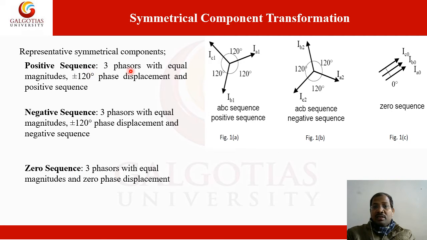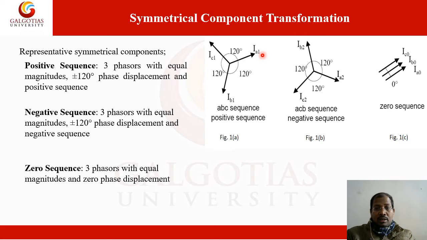First we are going to discuss the positive sequence. Here there are three phasors with equal magnitude and plus or minus 120 degree phase displacement between two phases in positive sequence. This is represented in this diagram. Small a, b, c represent phase A, phase B, phase C. So this is phase A1, where 1 represents the positive sequence. Remember this: 1 for the positive sequence, 2 for the negative sequence, 0 for the zero sequence.